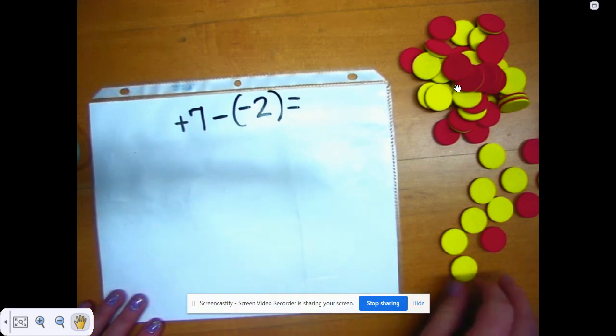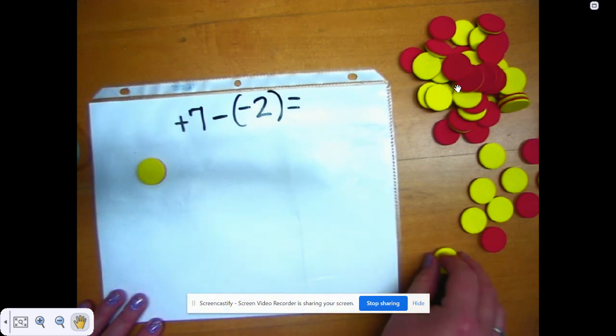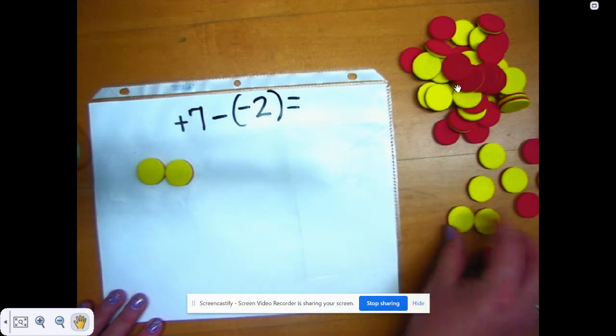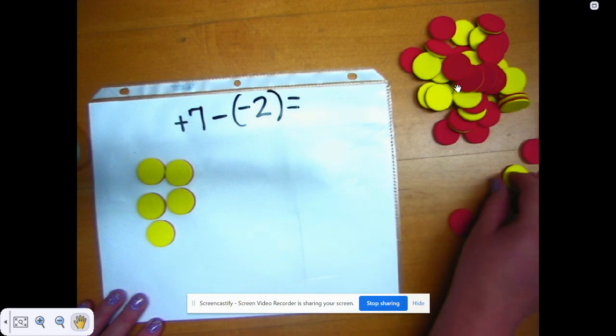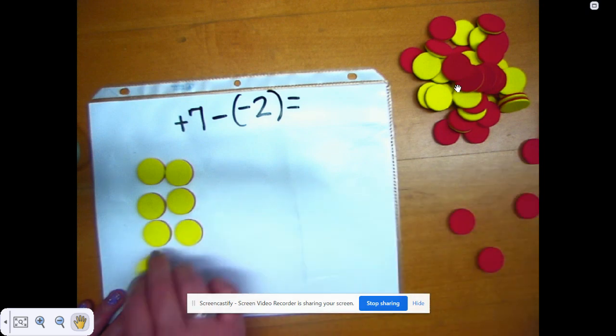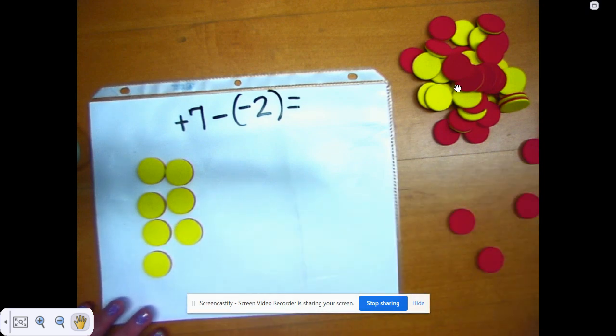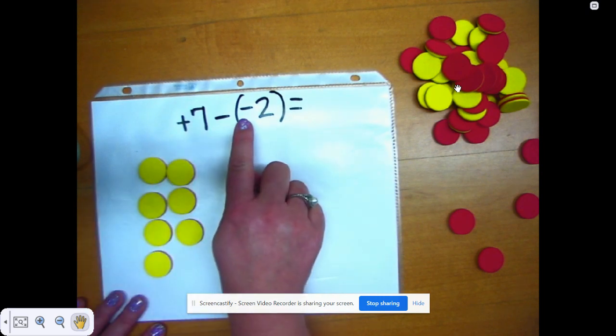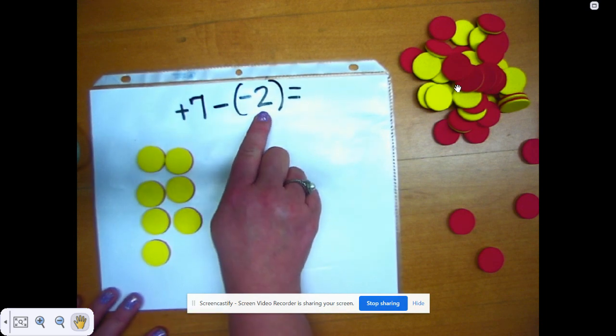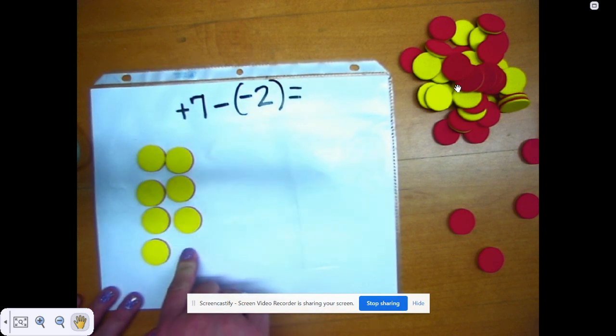We have positive 7. 1, 2, 3, 4, 5, 6, 7. Okay, so I have positive 7, and this is telling me to take away negative 2, or take away 2 reds. I don't have any reds, do I? No, I don't. So I have to add 2 zero pairs.